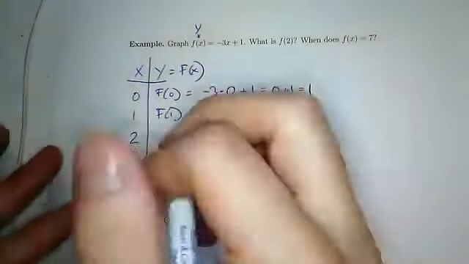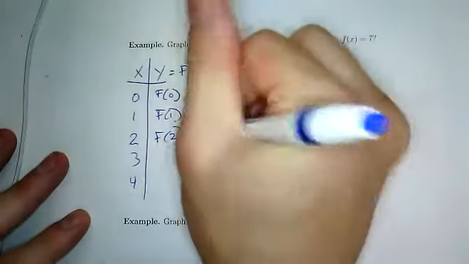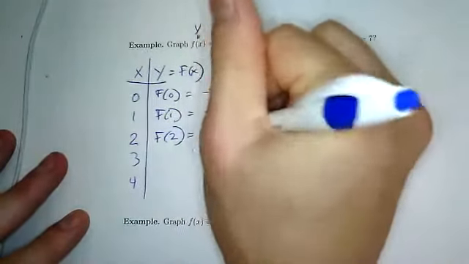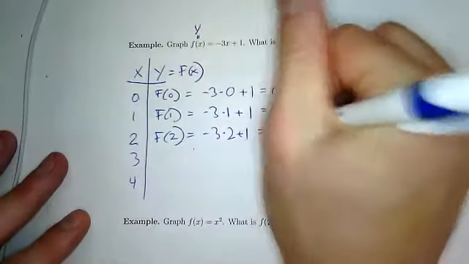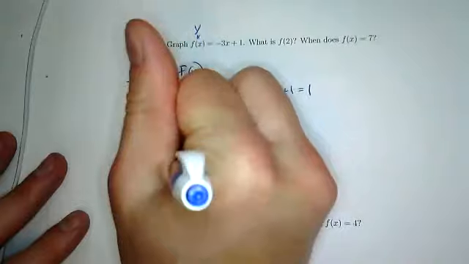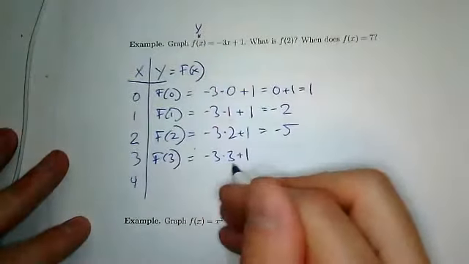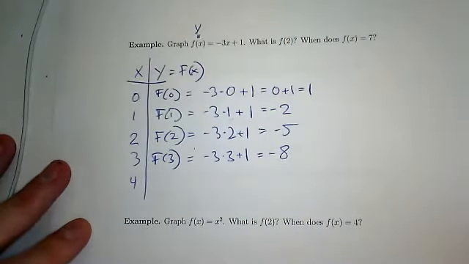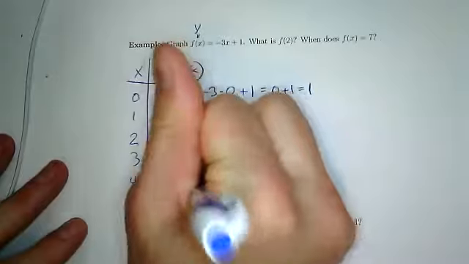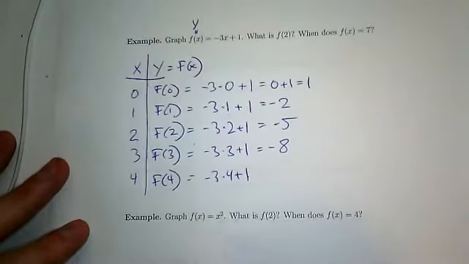Right. Anyway, f of 2. What's f of 2? Minus 5, yeah, exactly. So minus 3 times 2 plus 1. Minus 3 times 2 is minus 6, plus 1 is minus 5. All right, f of 3: minus 3 times 3 plus 1. That's minus 9 plus 1, minus 8. Alrighty, and then the last, 4: minus 3 times 4 plus 1. Minus 12 plus 1 is minus 11.